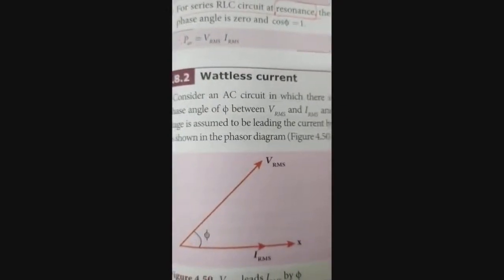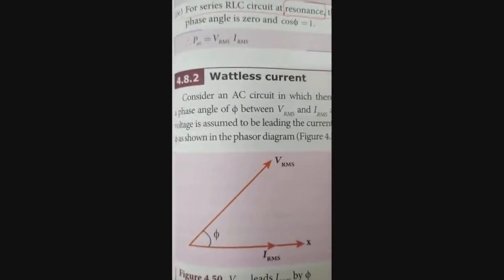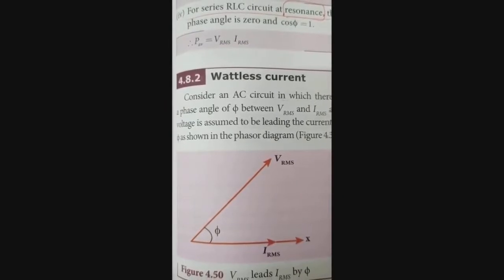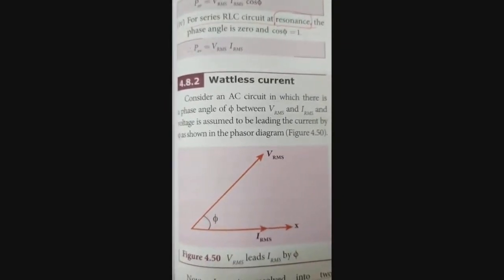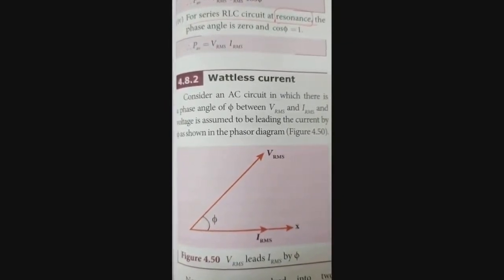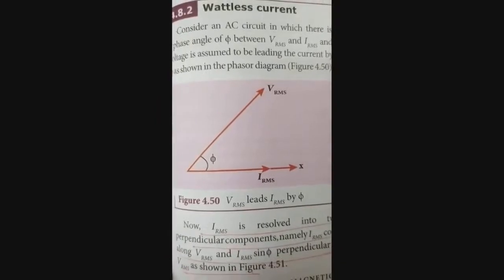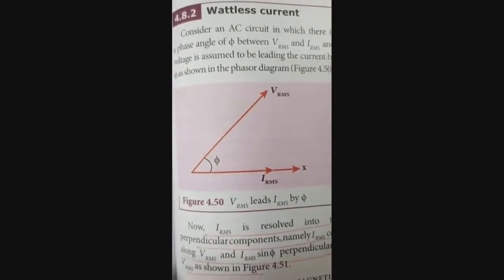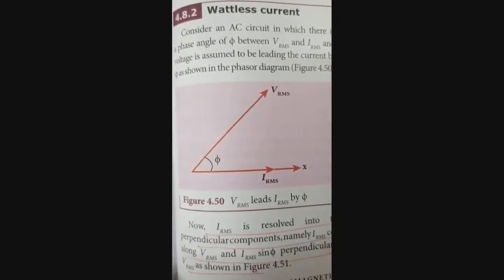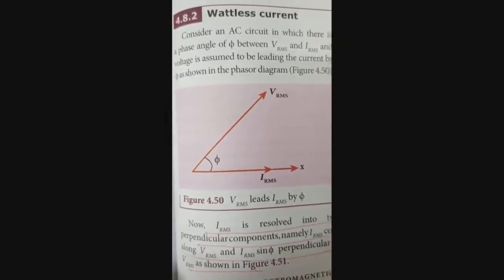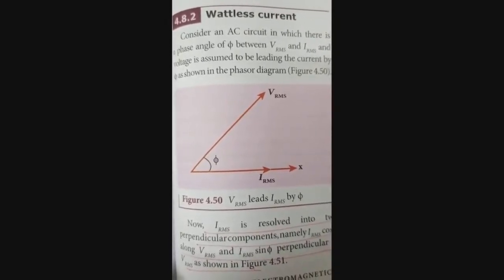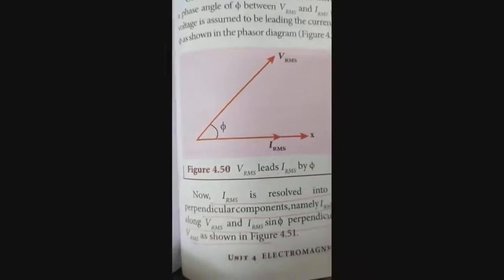And next we are going to see about wattless current. Wattless current means, the unit for power is watt. Suppose the power consumed by a circuit is 0, then it is called wattless current. And when you see this diagram here, Irms and Vrms are making an angle phi. Here the voltage is leading, and the voltage leading means this is an inductive circuit.